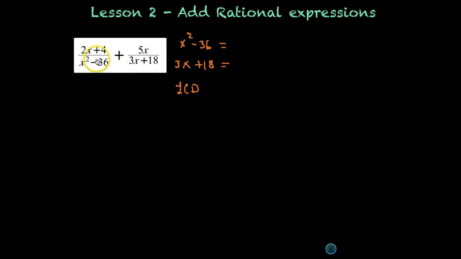In this example, again, we need to factor our denominators to find our lowest common factor. So our first denominator of x squared minus 36 can factor into x minus 6, x plus 6. Our second denominator, we can pull out a 3, and we are left with x plus 6.